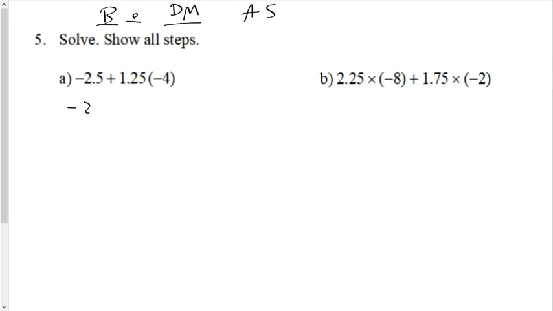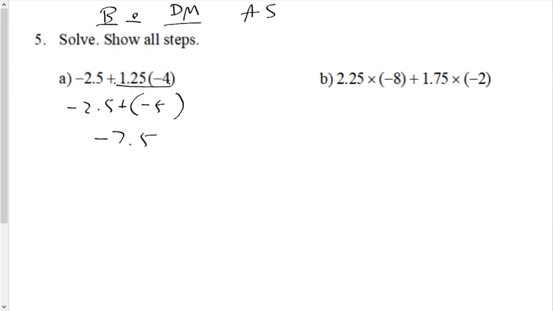So the first thing I'm going to do, $1.25 times 4. I should be able to do these in my head. $1 times 4 is $4. 25 cents times 4 is $1. Therefore, this is going to be -5. And then -2.5 plus -5 is -7.5. That's my calculation without the use of a calculator. Think money, it makes sense.